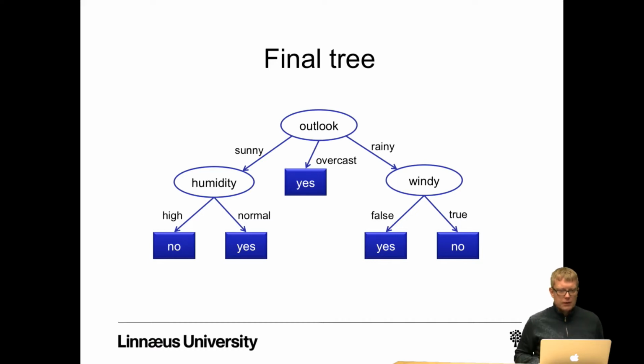So first we look at outlook. If outlook is overcast, we classify the example as yes. If outlook is sunny, we look at humidity. If it's sunny and high humidity, we classify it as no. If outlook is sunny and normal humidity, we classify as yes. If outlook is rainy, we look at the windy attribute. If we have rainy and false, we classify the example as yes. If we have rainy and true, we classify the example as no.